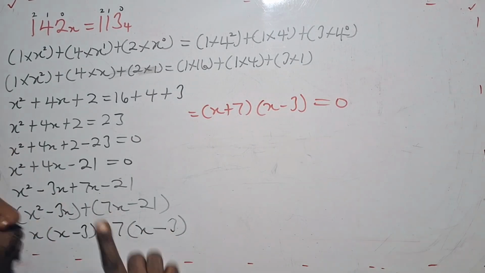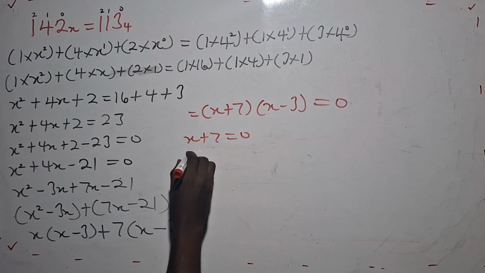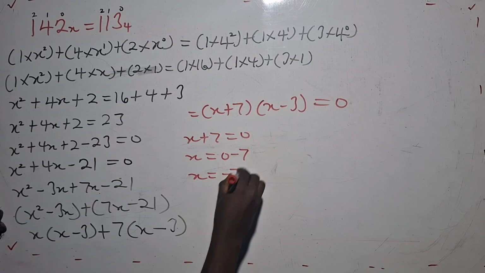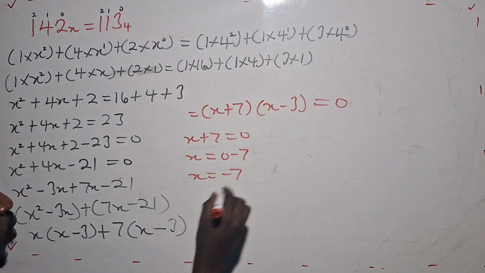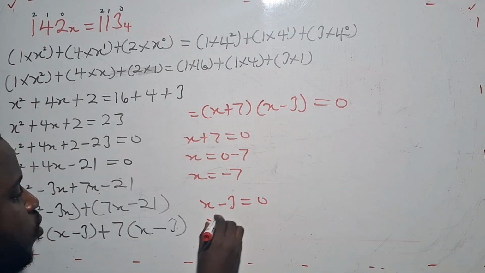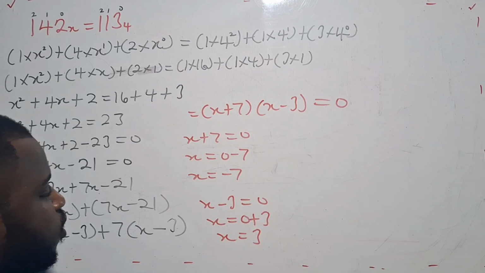And we are going to find each value of x. So when you pick this one, you have x plus 7 is equal to 0. You get x is equal to 0 minus 7. So x is equal to negative 7. That's the first value. Then when you come here, you are going to get x minus 3 is equal to 0. Then x is equal to 0 plus 3. Now x is equal to 3.